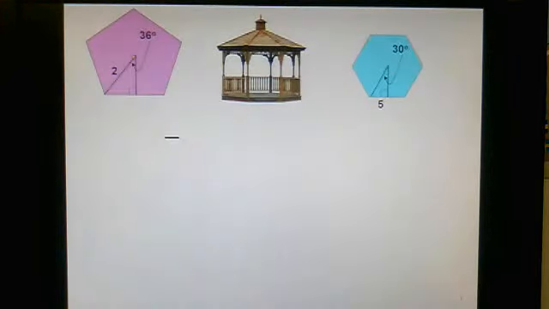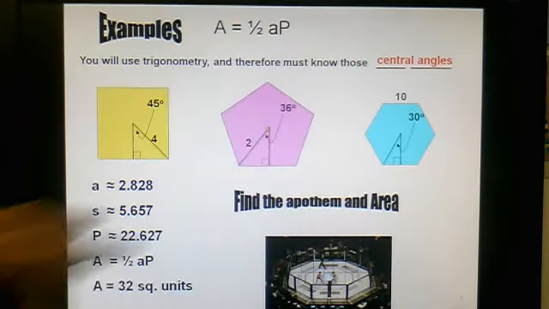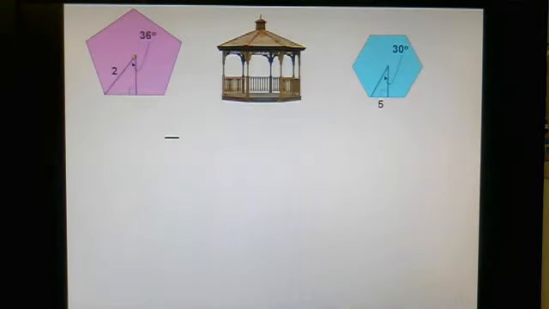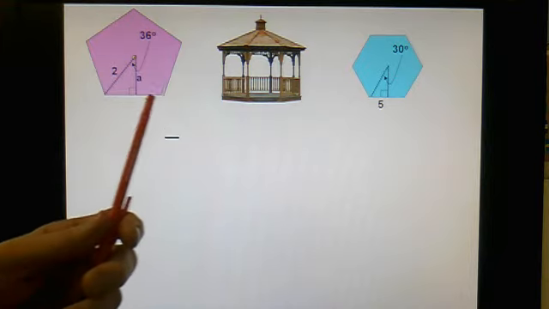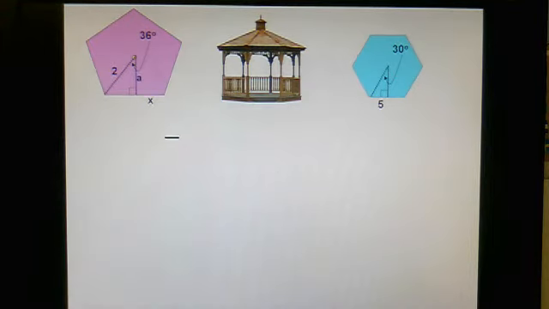I'm going to jump to another slide with these two. Same two problems. I've just taken these two off of here and done them on a different slide so you can check some work. I believe there's my apothem. I just threw it up there, little a. I'm going to call half of this little piece x.